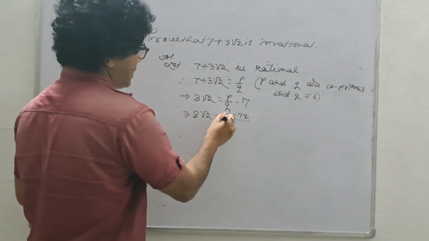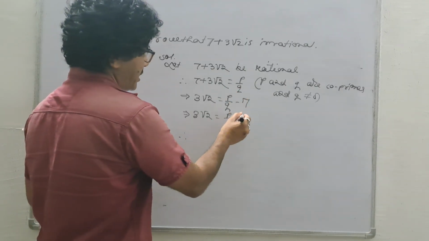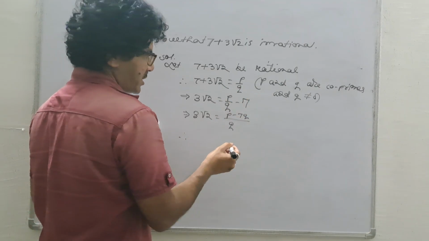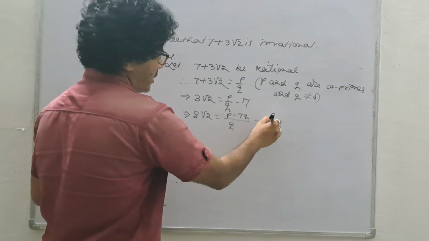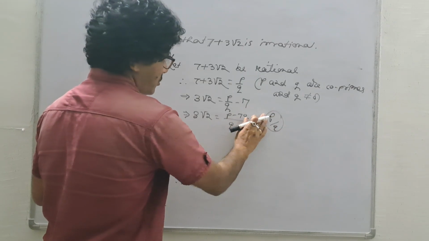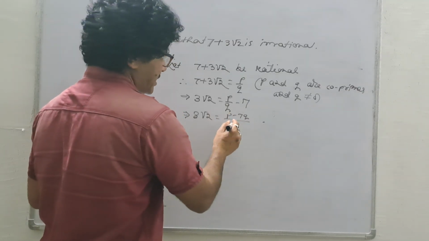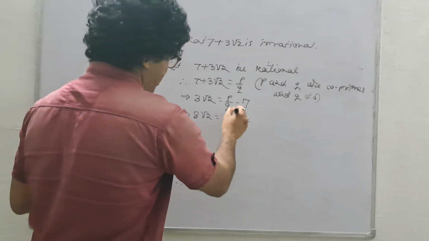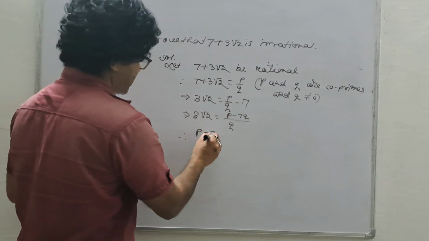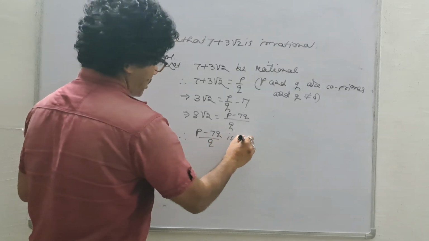P and Q are co-primes, means P and Q are integers. So P integer minus 7Q integer, so P minus 7Q is an integer, and Q is an integer. That is, this is in the form P by Q. This is integer, this is integer. Integer by integer, that is P by Q form. That is, it is a rational number. P minus 7Q by Q is rational.